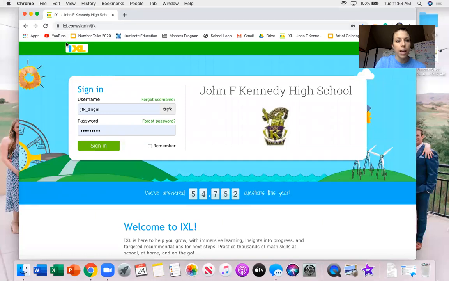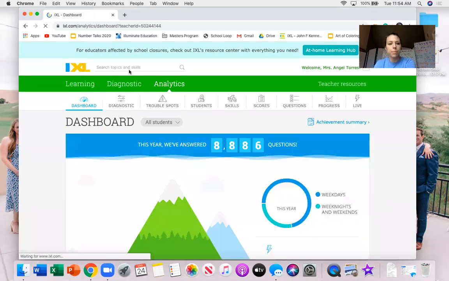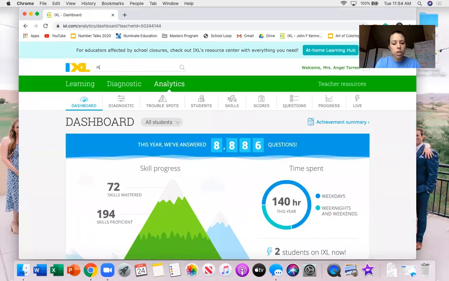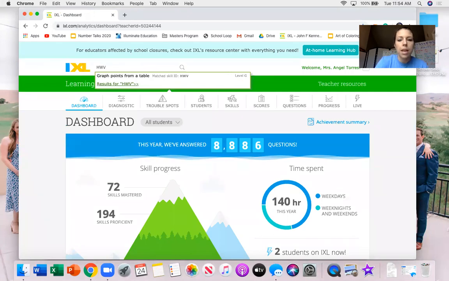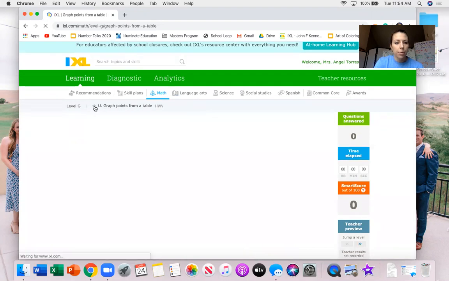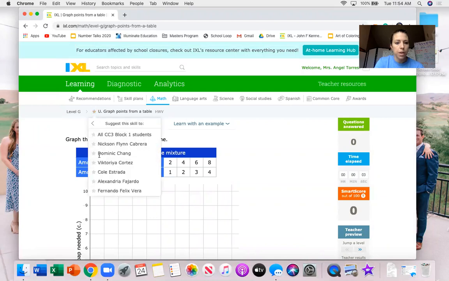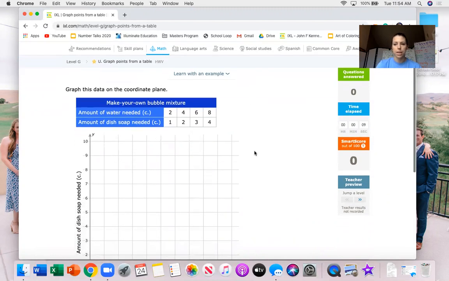So again, I go to ixl.com, sign in, JFK, that's my login. And today's code is, and again, your home screen looks a little different than mine, today's code is HWV, and that will be in the email that I send out as well. So HWV, graph points from a table. We're gonna click on that. And I'm gonna go ahead right now and recommend this for you guys. I can do this on my end, but there you go, CC3. So now it will show up on your recommended skills.